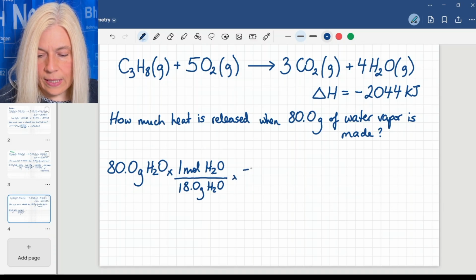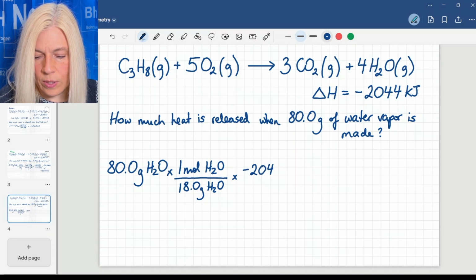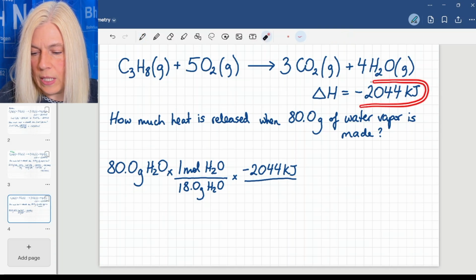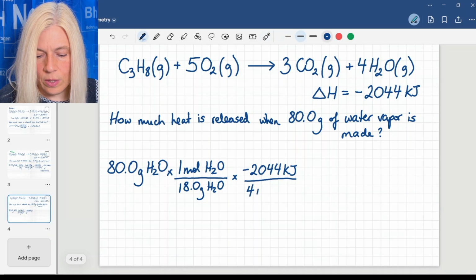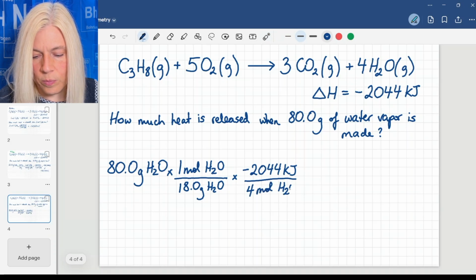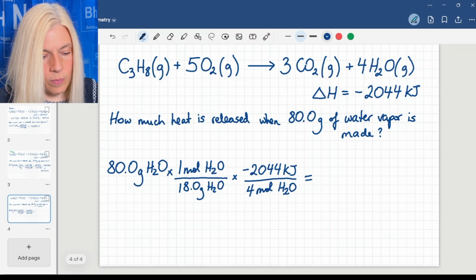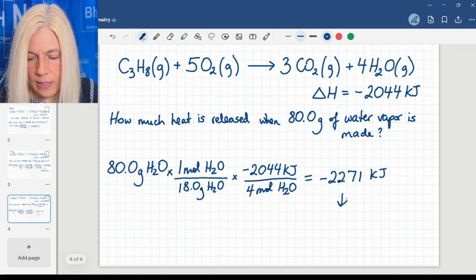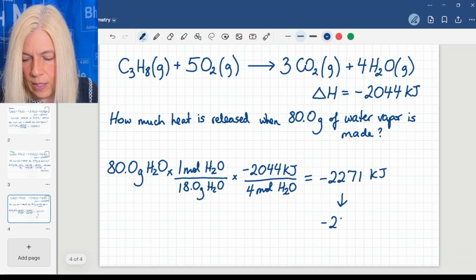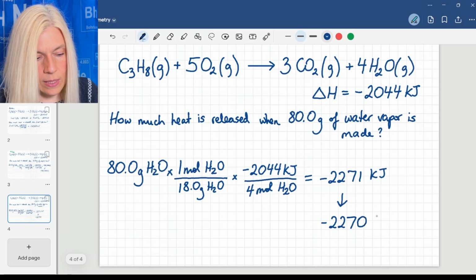And there is negative 2,044 kilojoules released. This is how much heat is released per, right there, what do I see? Per how much water? Per 4 moles of water, right? Per 4 moles of water produced. And I plug and chug, and my units nicely cancel out, and I'm going to have negative 2,271 kilojoules, but when I look at my sig figs, I need 3, so negative 2,270 kilojoules.